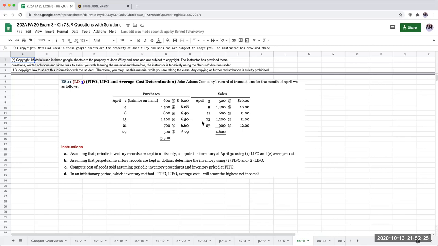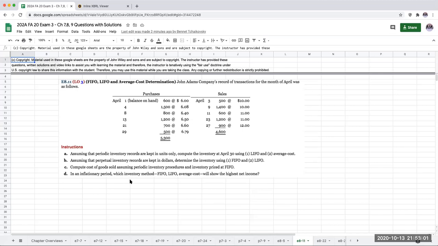So we had over here John Adams' record of transactions for the month of April were as follows. Assuming that periodic inventory records are kept in units only, compute the inventory at April 30th using LIFO and average cost. Assume that the perpetual inventory records are kept in dollars. Determine the ending inventory using FIFO and LIFO. Compute cost of goods sold, assuming periodic procedures and inventory is priced at FIFO.